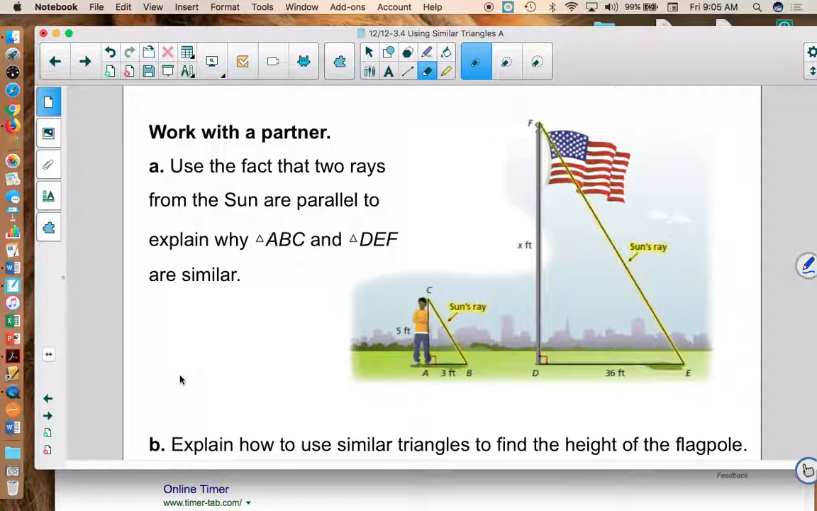What do you think, Mr. Ty? They're similar because all they did was times them both by 12 and they got the bigger one. You're timesing them both by 12, or you times the little one by 12. Okay, it's 36. The flagpole is 12 times larger, okay?